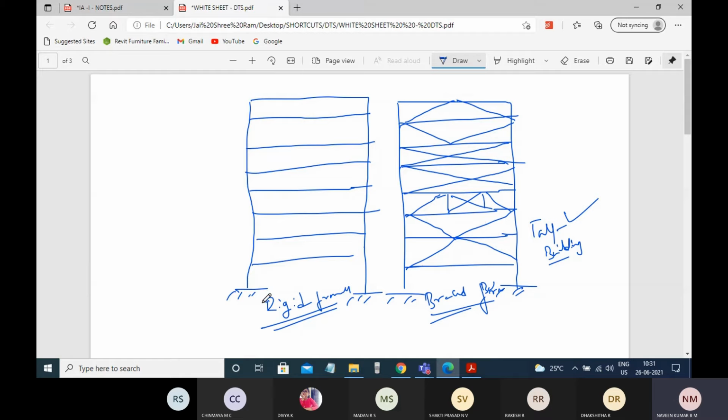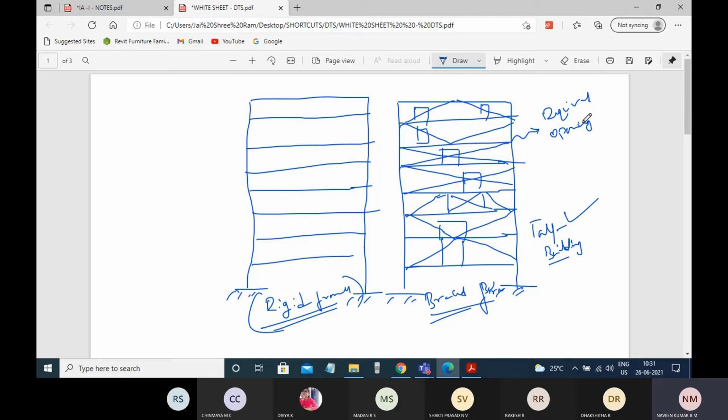We need to consider rigid frames, for example, in case of the architectural design, where you need to provide doors over here, and I need to provide a window over here. Those things are not possible in case of a braced frame structure. The required kind of openings, of the required size, may be a door, ventilation or windows.